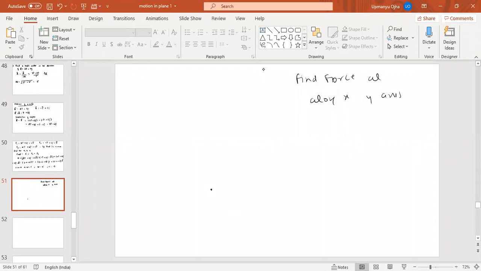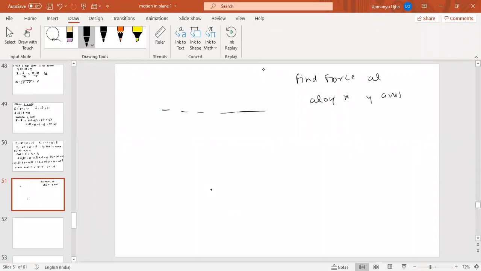We have two forces. One was 10 Newton, I think. This was say 5 Newton. You can take the 5 Newton on this side. So this was the reference point. This is 10 Newton, and this is say 5 Newton. Correct now?